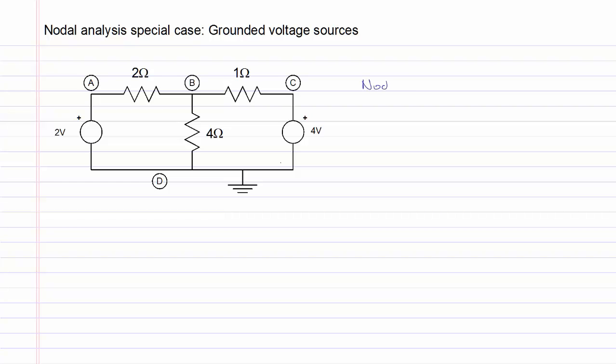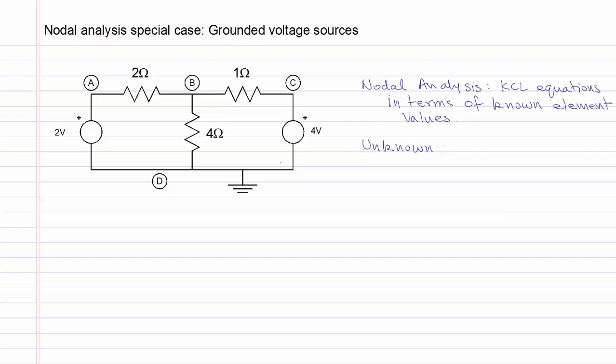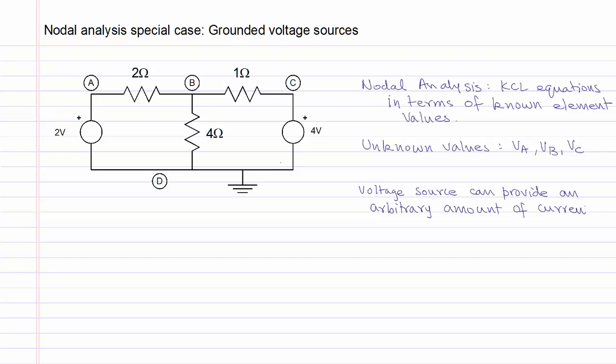Recall that for nodal analysis, we have to write KCL equations in terms of the known element values, and the unknown values are the nodal voltages VA, VB, and VC. Also recall that a voltage source can supply an arbitrary amount of current, and it depends on what else is connected to the voltage source. We have to keep all of this background knowledge in our mind as we try to write nodal equations for the circuit shown.